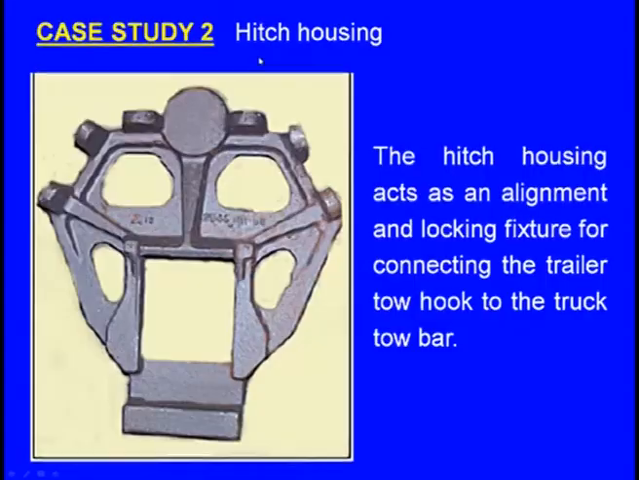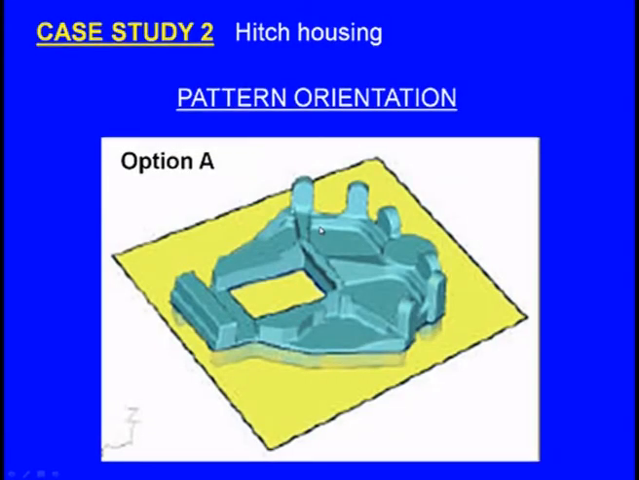Next one, let us take another case. Let us consider a hitch housing. The hitch housing acts as an alignment and locking fixture for connecting the trailer tow hook to the truck tow bar. So, this is the shape of the casting, and how should the pattern be oriented inside the mould box, and how should this runner be designed? This is again a case study.